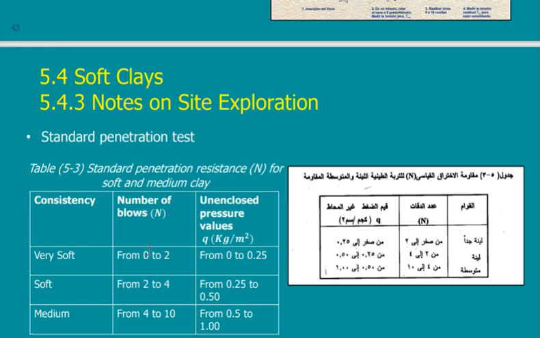So in case I get a number of blows from 0 to 2, it is very soft. From 2 to 4, it is soft. From 4 to 10, it is medium. Usually in soil, if I get a number of blows of 10, I reject it. It is very small. So imagine we are speaking about numbers that are less than 10. Anyway, we now have N values, which can also be used to decide if this soil is very weak or not.